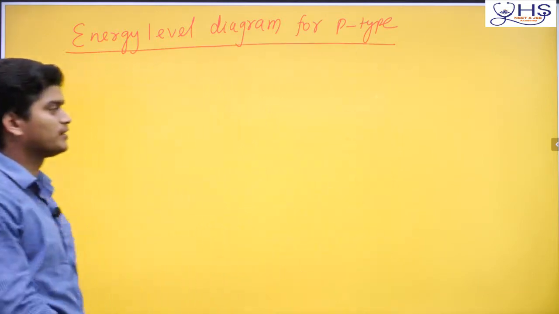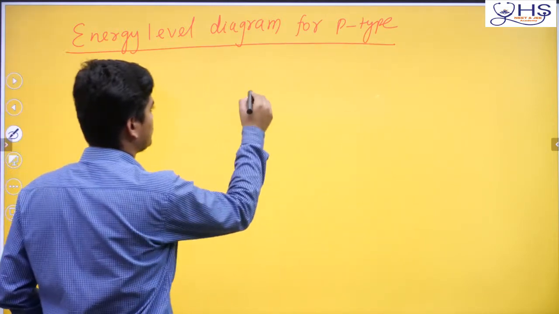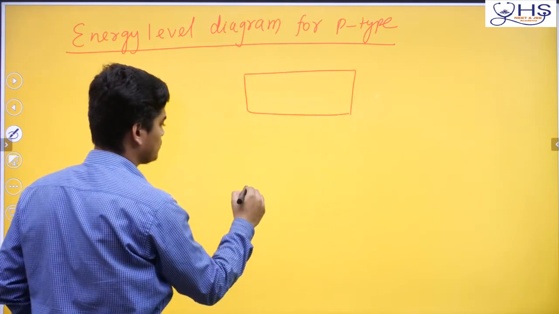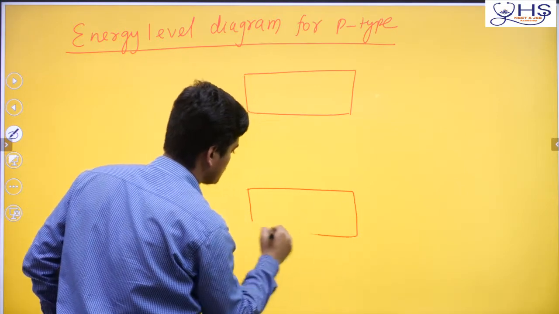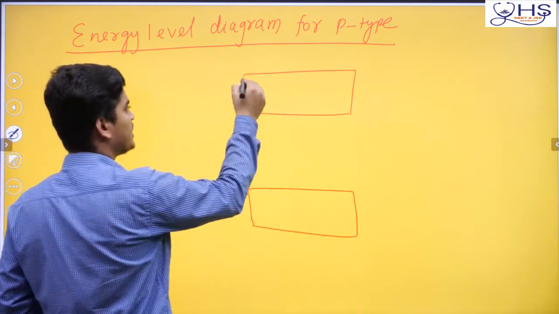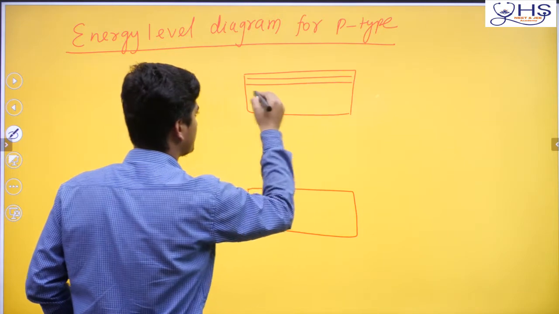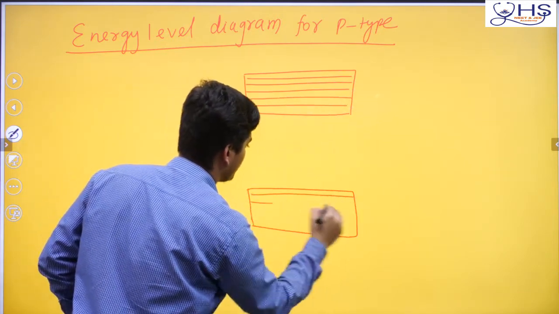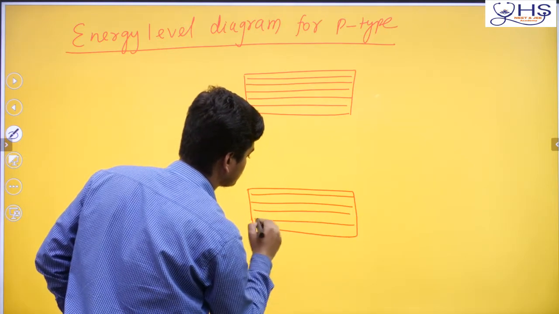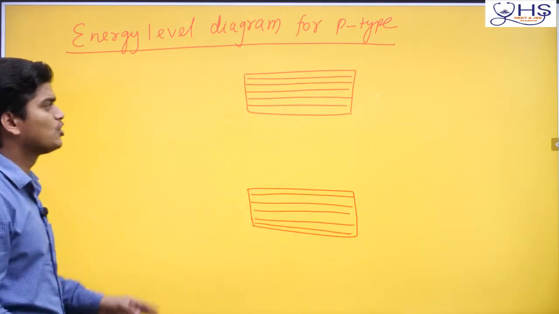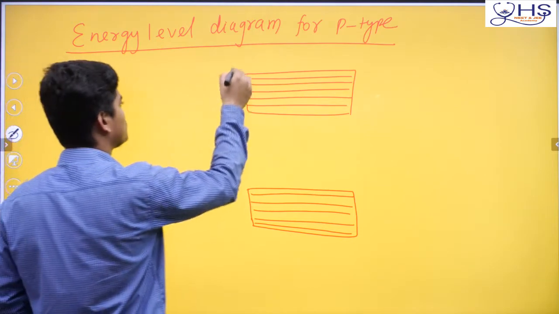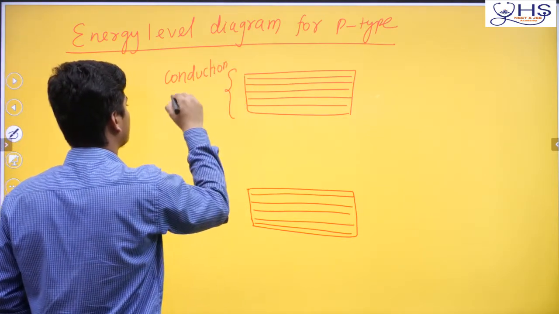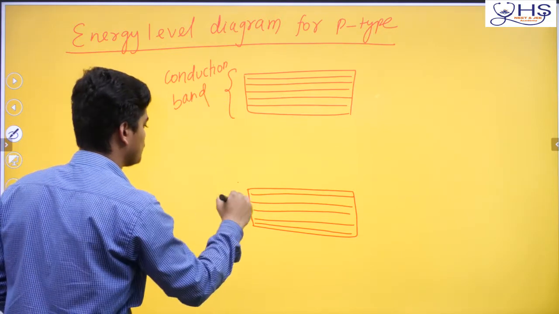Now here, same thing: draw a rectangular box. This will be your conduction band. Draw another rectangular box, this will be your valence band. Inside the box put many lines like this. These will be your individual energy levels, and all the individual energy levels together give you one band. So here it is the conduction band, and this is your valence band.